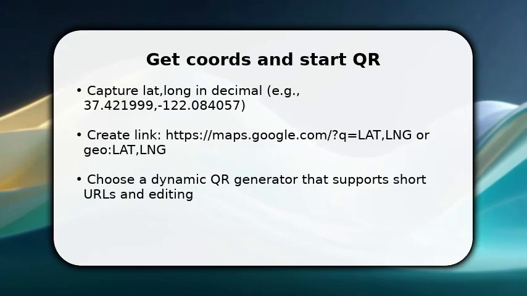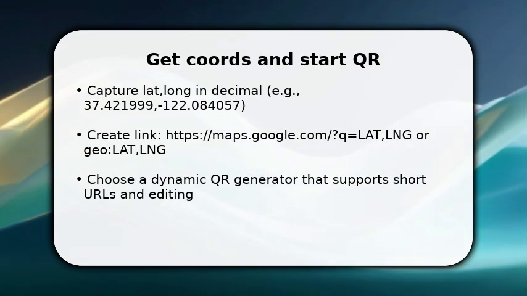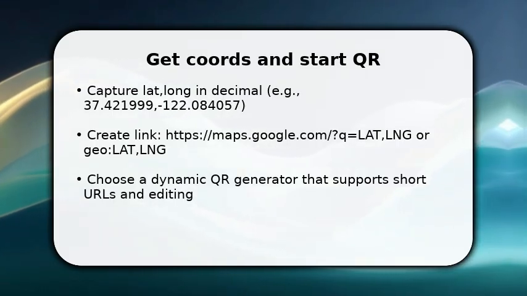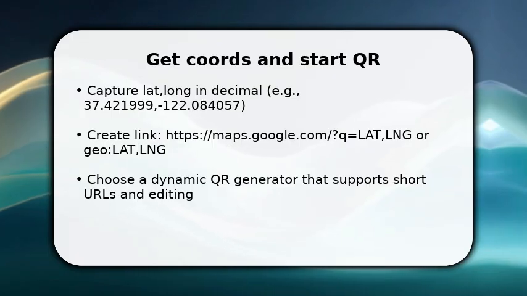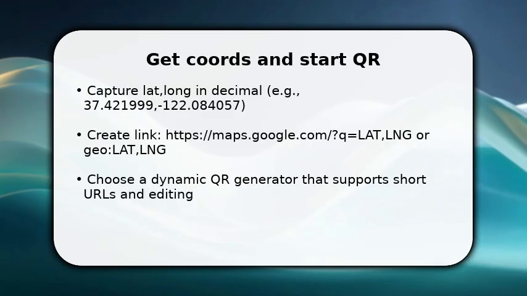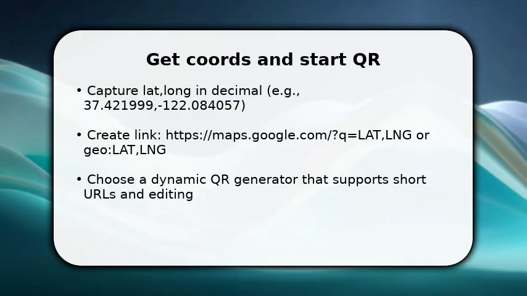You start by deciding the exact location you want the QR to open. Use Google Maps or a GPS app to copy latitude, longitude, and decimal format. Once copied, build a location link. Use https://maps.google.com/?q=lat,lng or a geo:lat,lng URI.